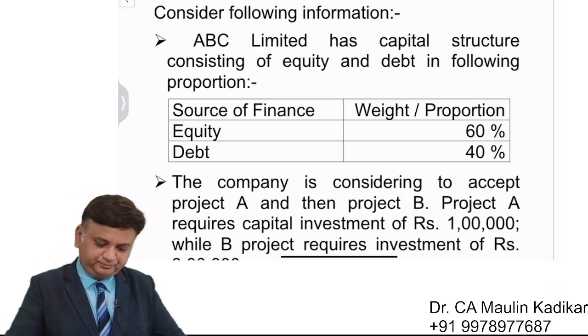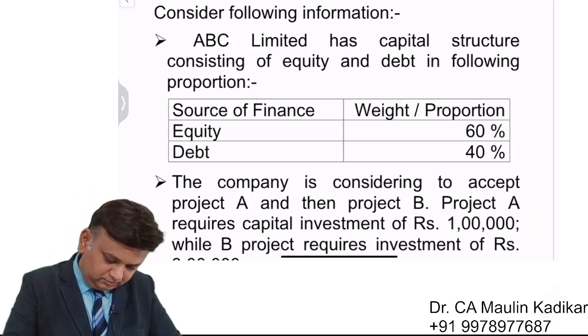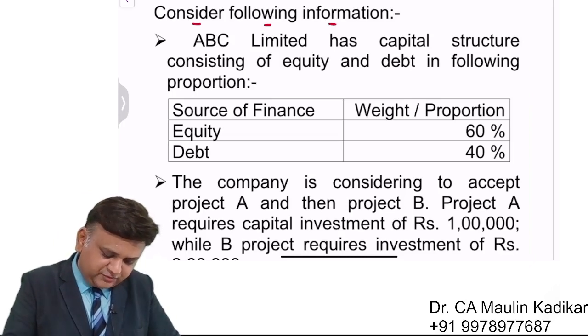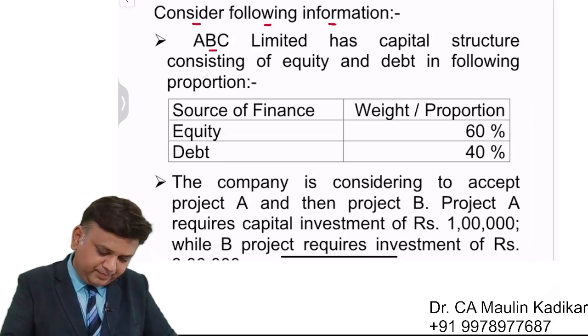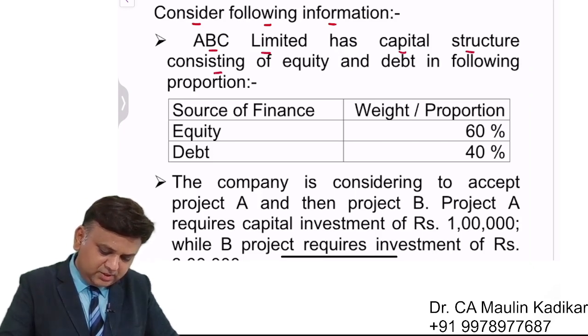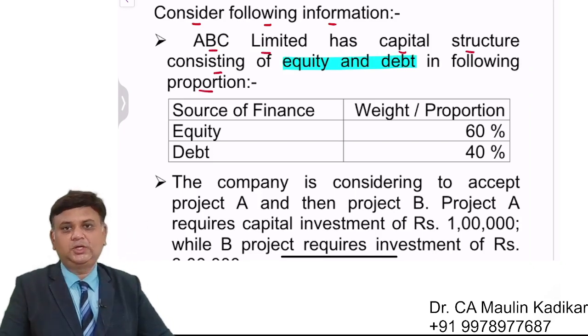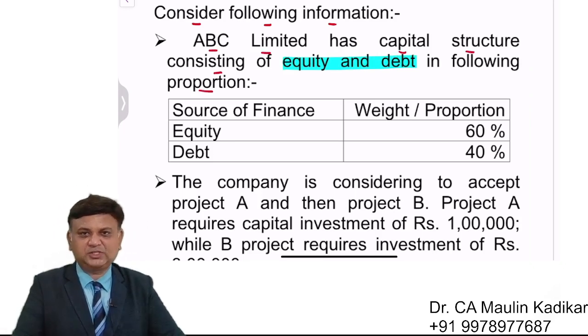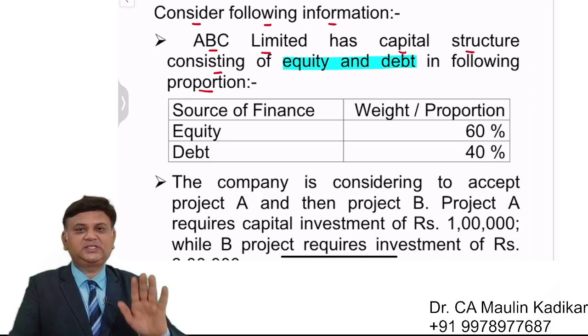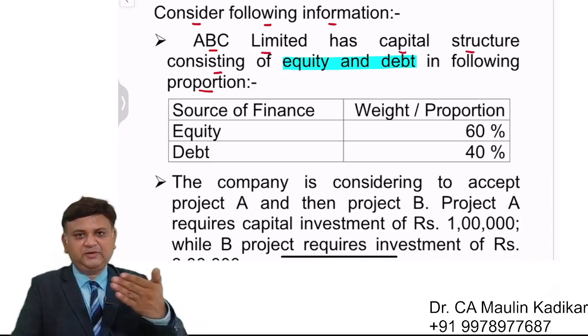Next question. Consider the following information. ABC Limited has a capital structure consisting of equity and debt in the following proportion. Information is given about the capital structure of a company which consists of 60% equity and 40% debt.